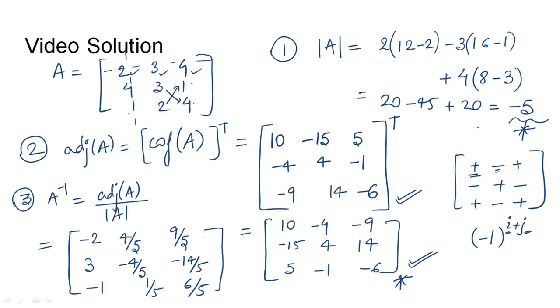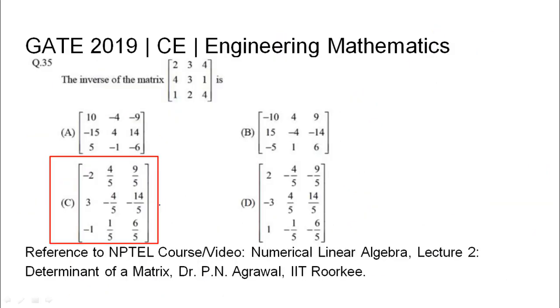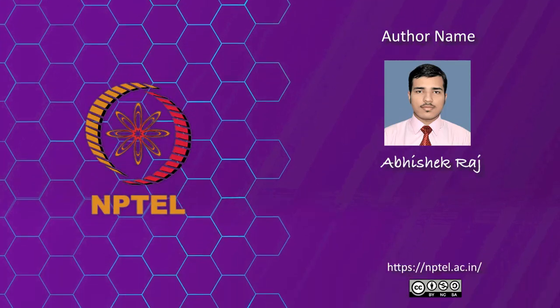So firstly we need to find the determinant. Secondly, we find the adjoint, which is the transpose of the cofactor matrix, and then we divide the adjoint by the determinant to obtain the inverse of the matrix. So the inverse of the matrix 2, 3, 4, 4, 3, 1 and 1, 2, 4 is minus 2, 4 by 5, 9 by 5, 3, minus 4 by 5, minus 14 by 5, and minus 1, 1 by 5, 6 by 5, which is essentially option C. The relevant NPTEL reference has been cited.